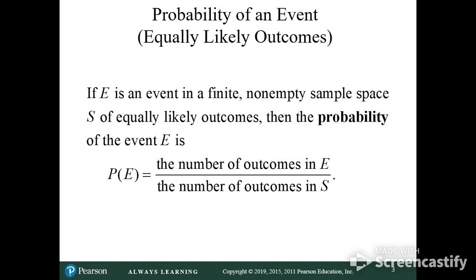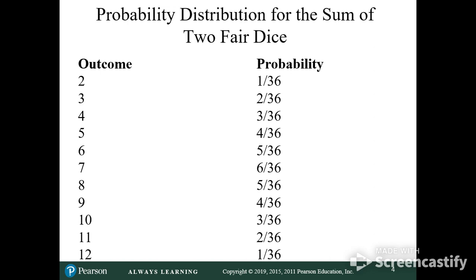All right. Probability of an event. If an event is finite, if you have a certain number of chances, then the probability of the event is the number of favorable outcomes in the event over the total number of outcomes in the event. So probability is basically number of favorable outcomes over total number of outcomes.